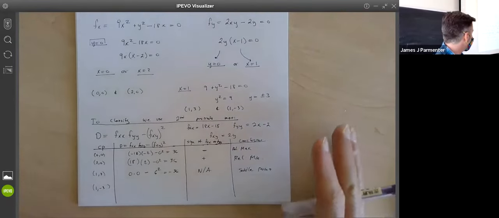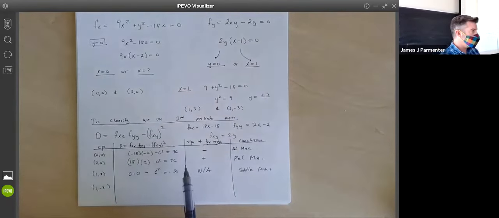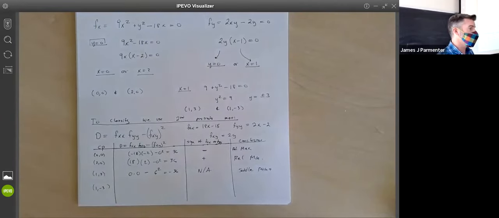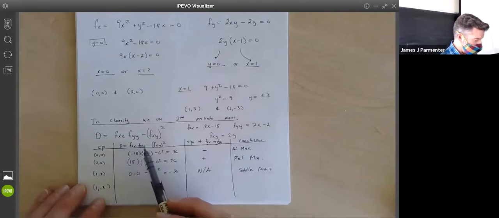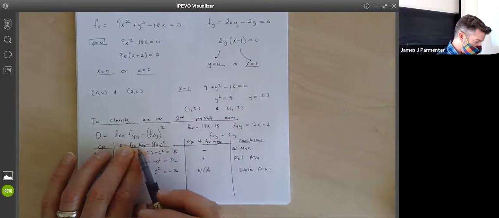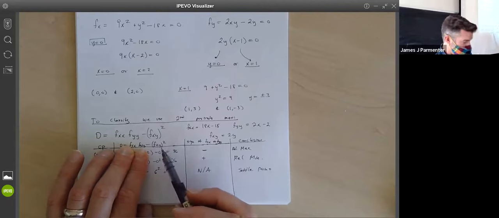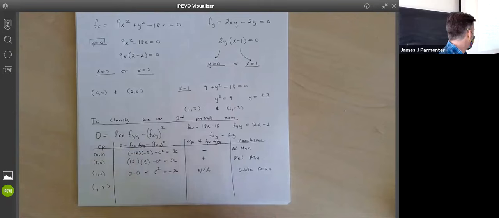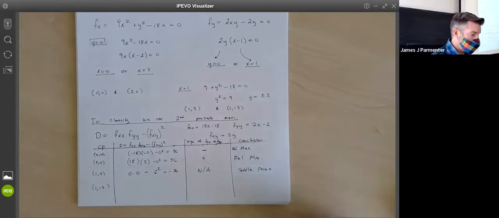Something worth knowing. If D is positive, then f_xx and f_yy have to have had the same sign. Because you have something times something minus something squared. If this whole thing is positive, well, these two things better multiply to a positive, because the only way this number minus a square number is going to be positive is if this was already positive to start. So when D is positive, f_xx and f_yy have to have the same sign, which is why we only check one of them. You can check f_xx or f_yy. There is no need to check both.